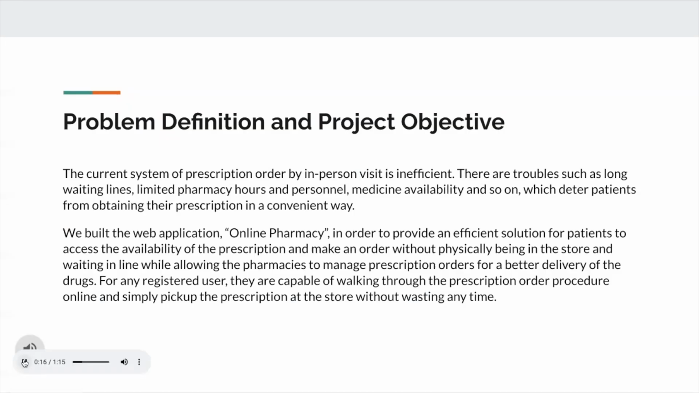The defining of the problem: our current system of prescription order by in-person visit is inefficient. There are troubles such as long waiting lines, limited pharmacy hours and personnel, medicine availability, and so on, which deter patients from obtaining their prescription in a convenient way.